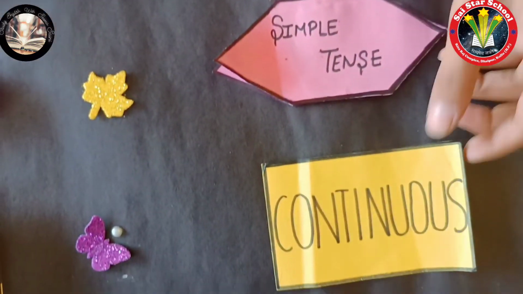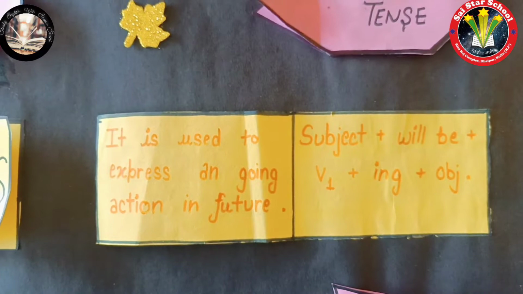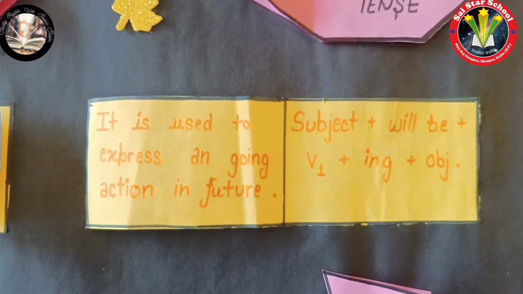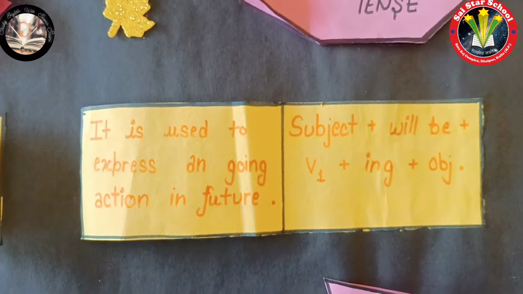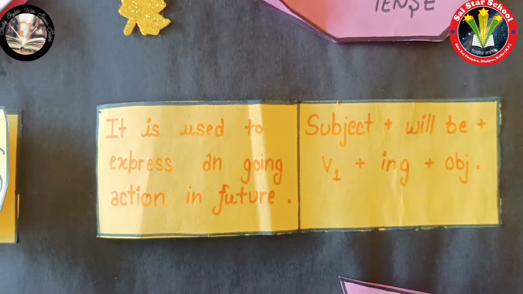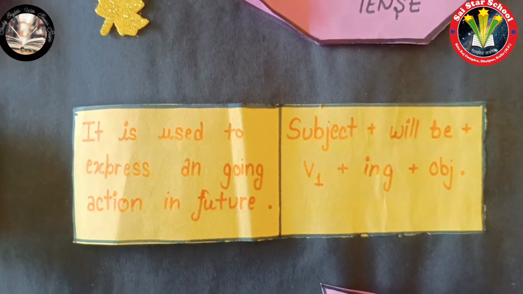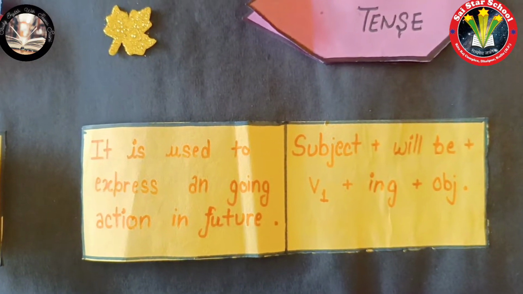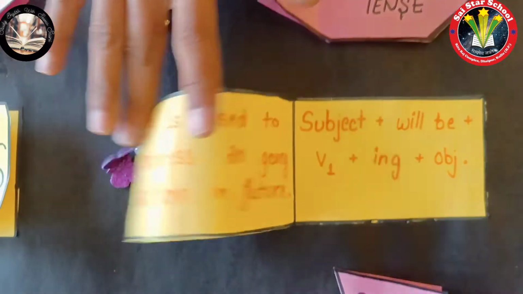So now let's see the future continuous tense. It is used to express an ongoing action in the future. The formula is subject plus will be plus verb first form plus ing plus object. Example is: she will be writing a letter.